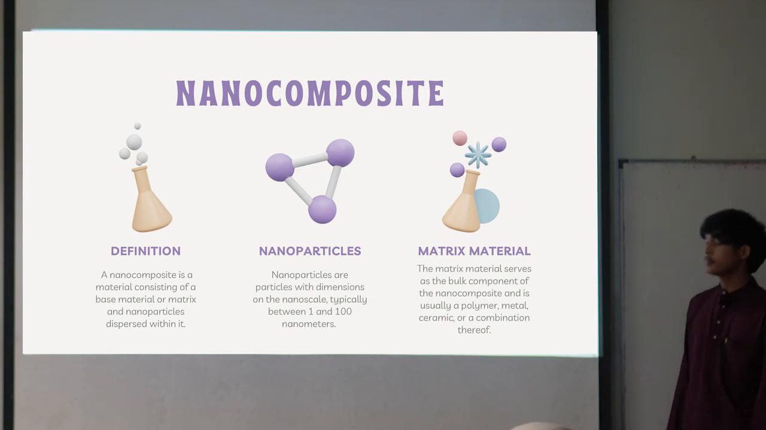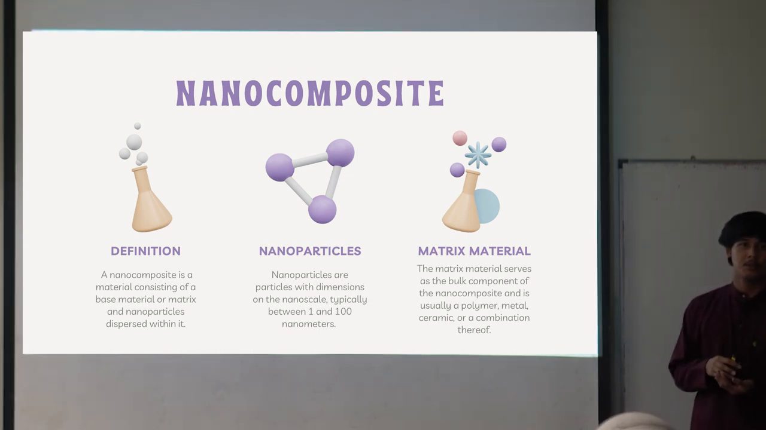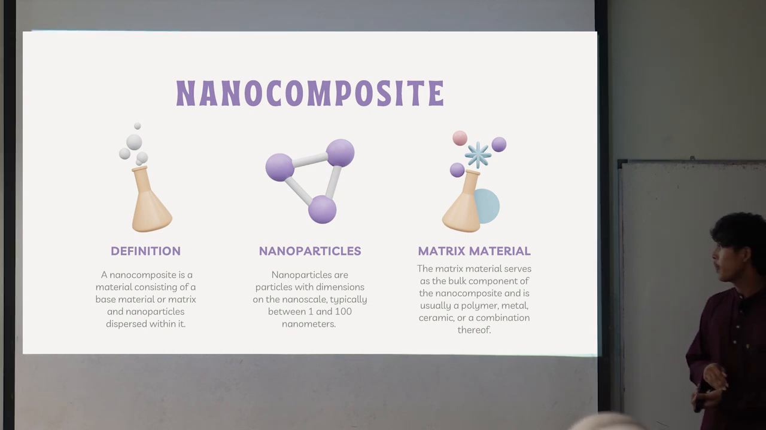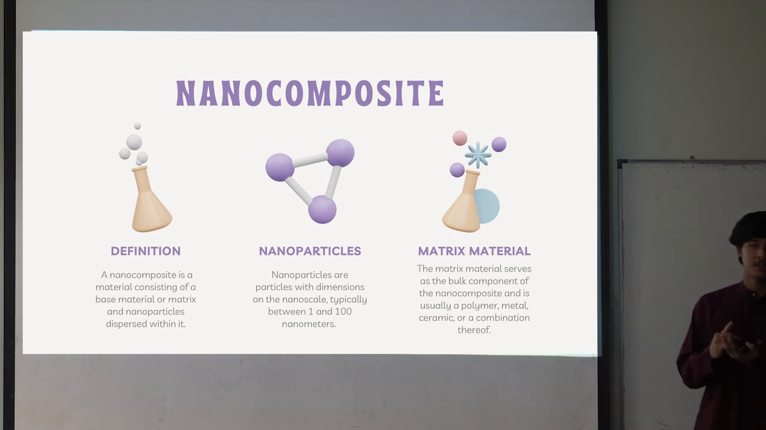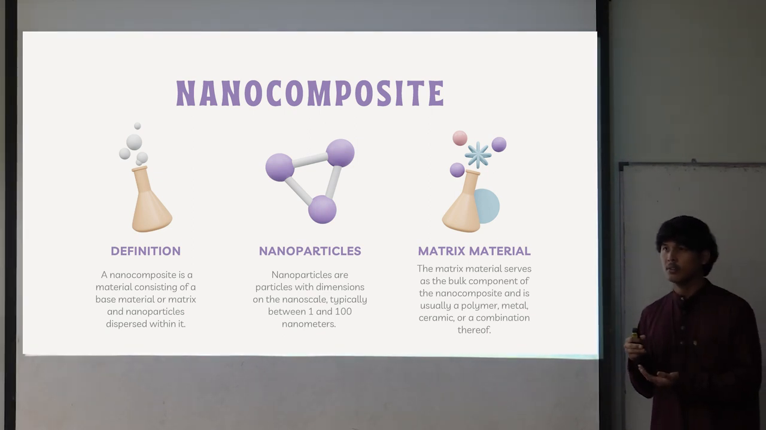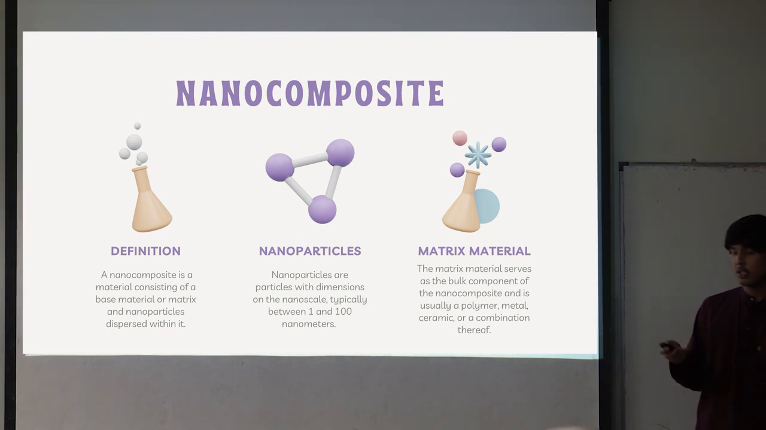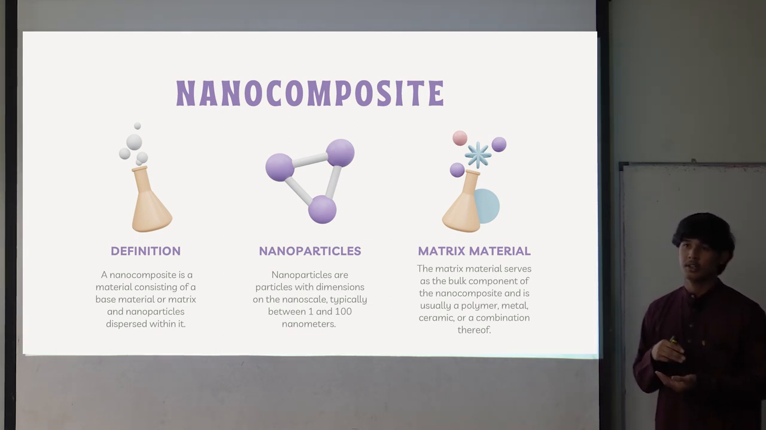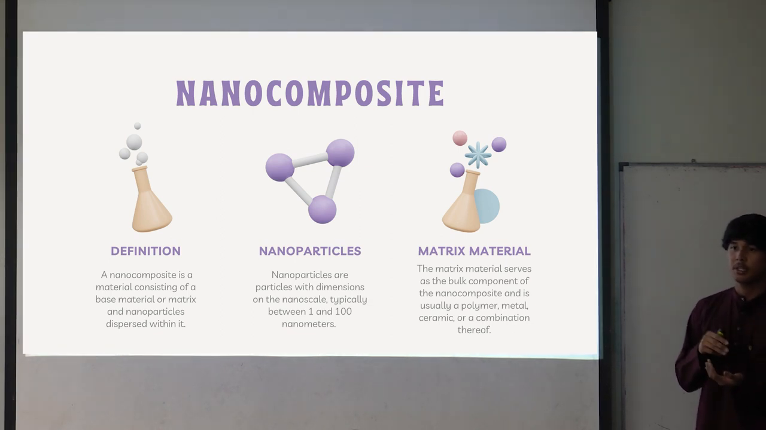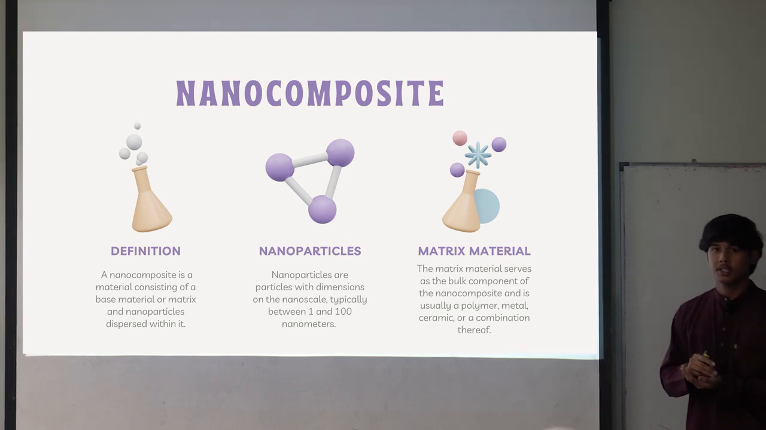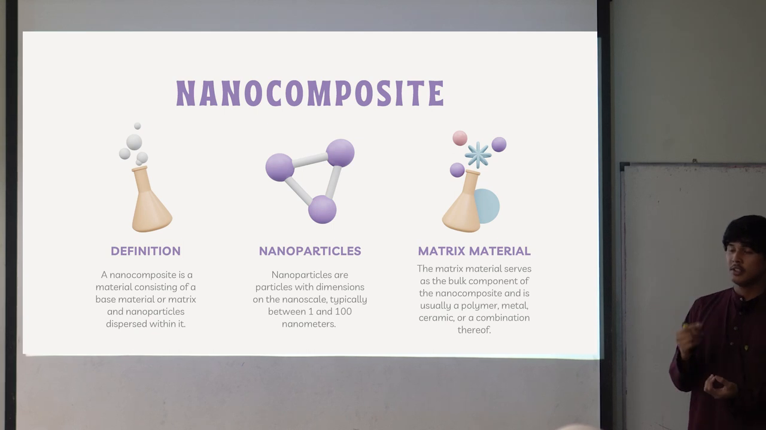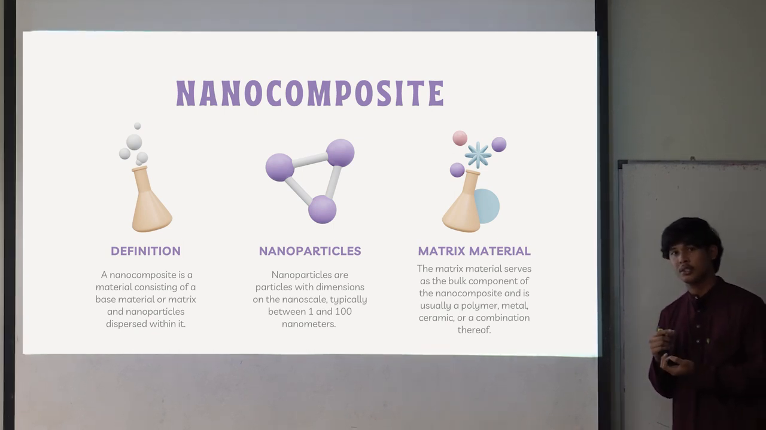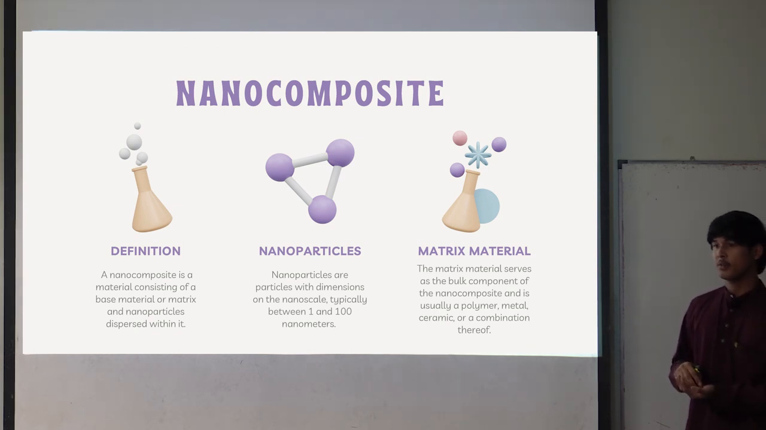Number three, matrix material. The matrix material serves as a bulk component of nanocomposite. And it's usually a polymer, ceramic, metal, or a combination of those three things. The matrix provides structural integrity to the nanocomposite. Number four, which we don't have in this slide, dispersion. Nanoparticles disperse in the matrix material, forming a homogeneous structure. Achieving a good dispersion is crucial to maximize the benefit of nanocomposite.